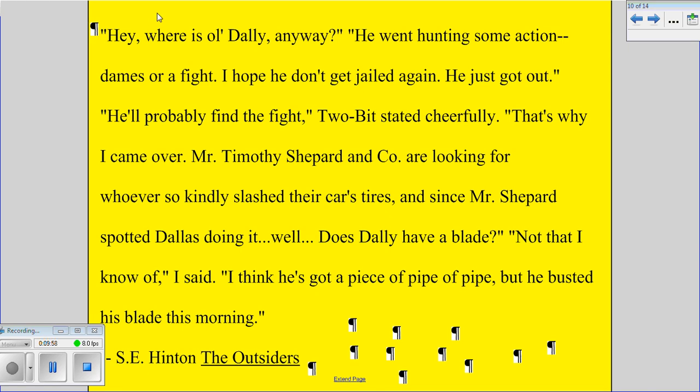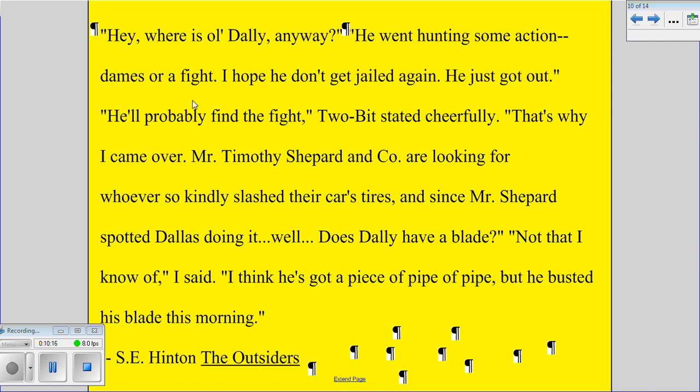"He went hunting some action, dames or a fight. I hope we don't get jailed again. He just got out." I know that this is a new person speaking because they're responding to this question, and also I see that there are new quotation marks. So therefore, I'm going to put this paragraph symbol right here.